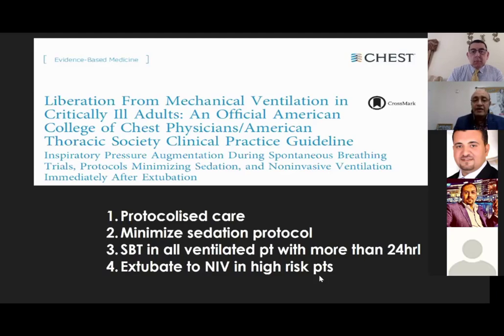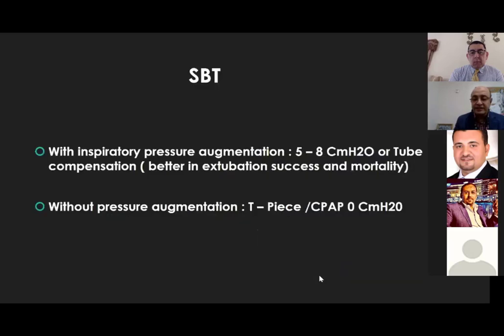Again, every single guideline is going to tell you, you have to minimize the sedation. And then you start a spontaneous breathing trial in every ventilated patient every day, provided that they are weanable. There are criteria which we mentioned before. If they met all or a majority of them, then every day you see if your patient is weanable. Put them on a spontaneous breathing trial and see if you are able to extubate them.